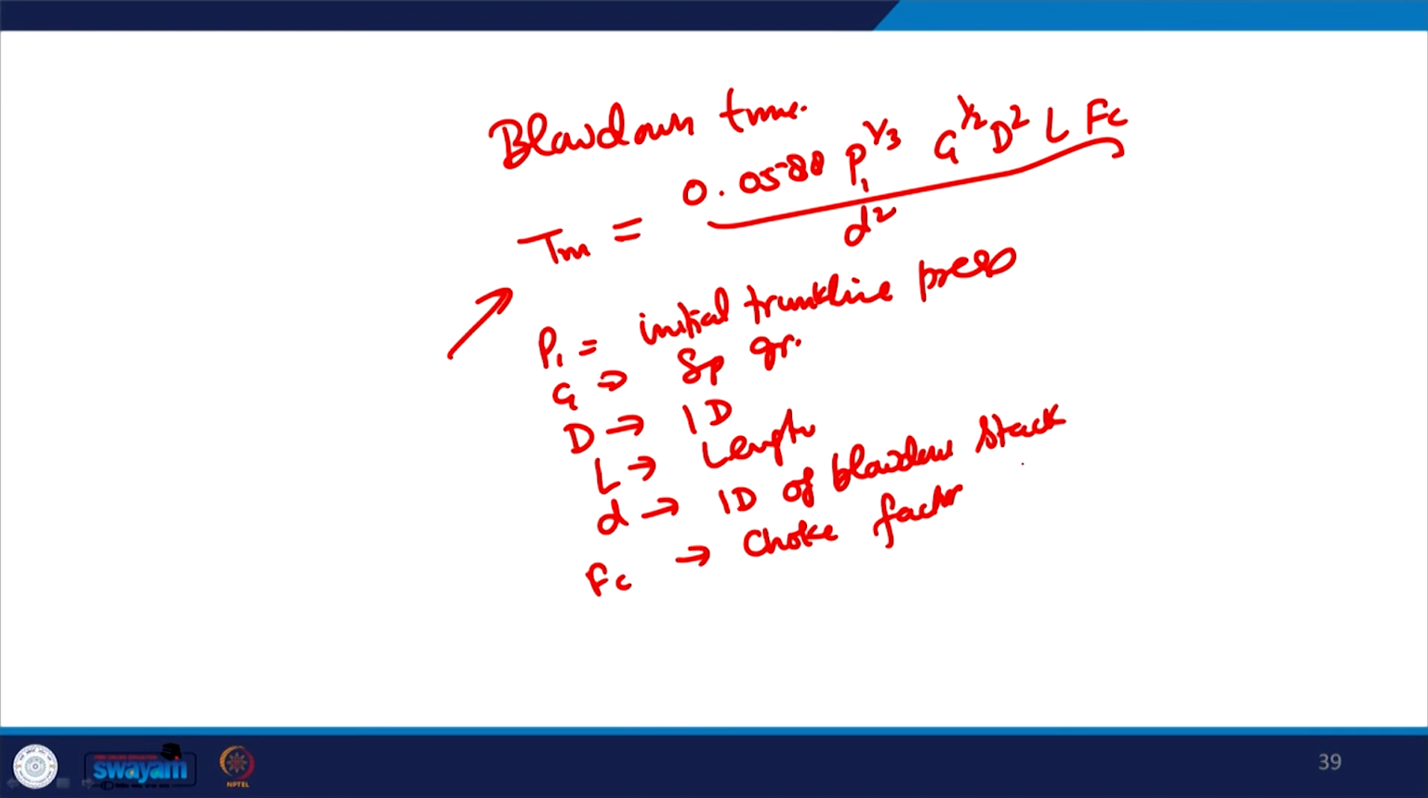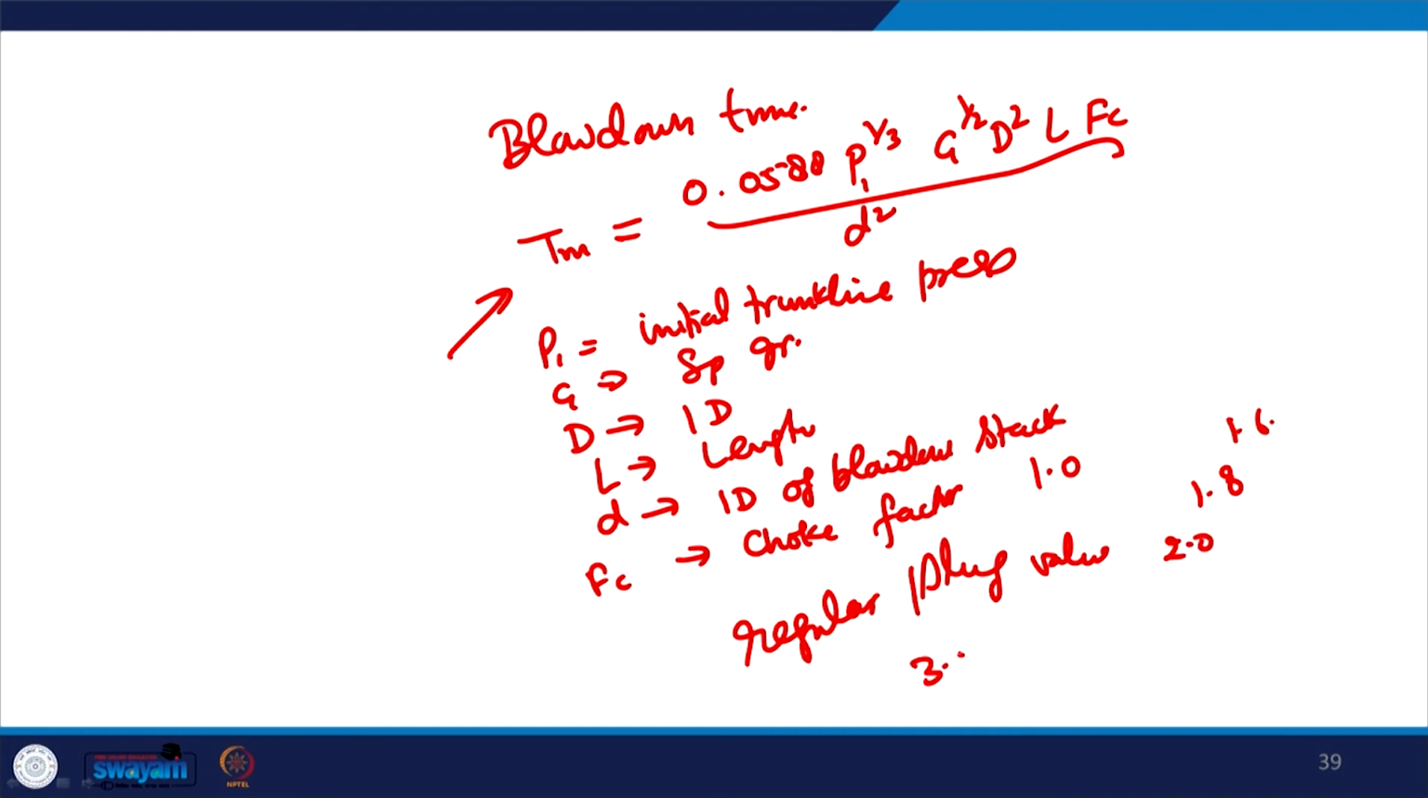For an ideal nozzle, it is 1.0. For a full port gate valve, 1.6. For a reduced port gate valve, it is 1.8. And for a regular plug valve, it is 2.0, and for a Venturi plug valve, it is 3.2.